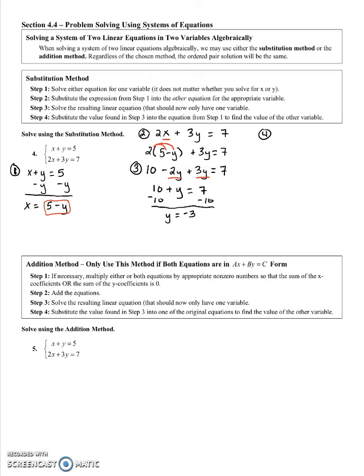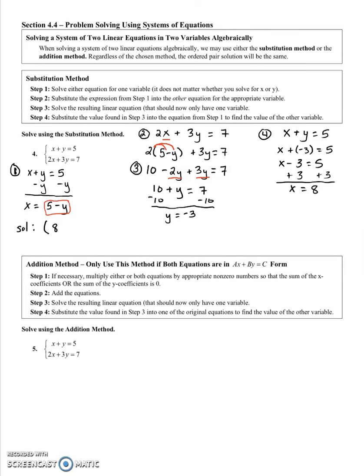So step 4, we take that and plug it back into our first equation, which was x plus y equals 5. So x plus a negative 3 equals 5, which really means x minus 3 equals 5. Add 3 to both sides, and we get x equals 8. So our solution is the point (8, negative 3).